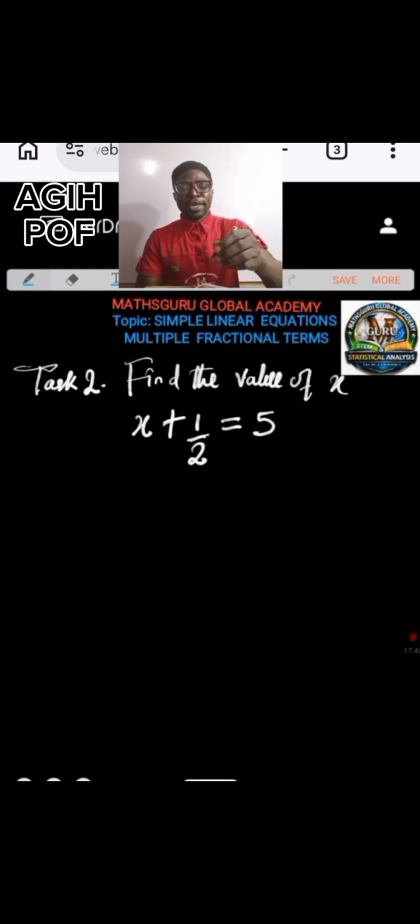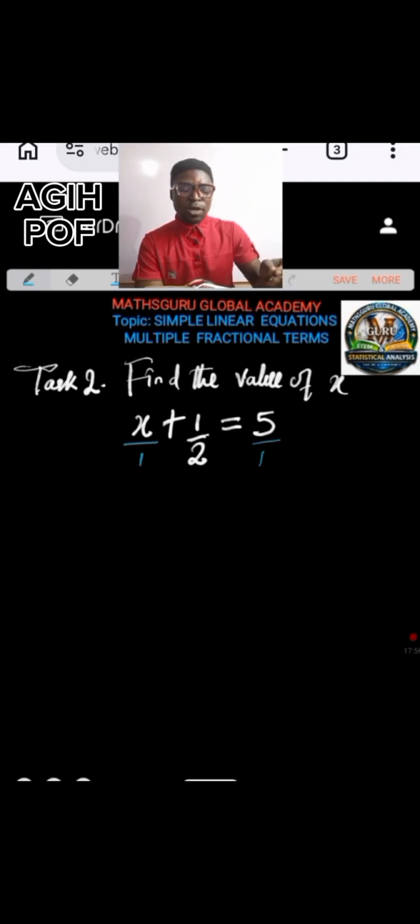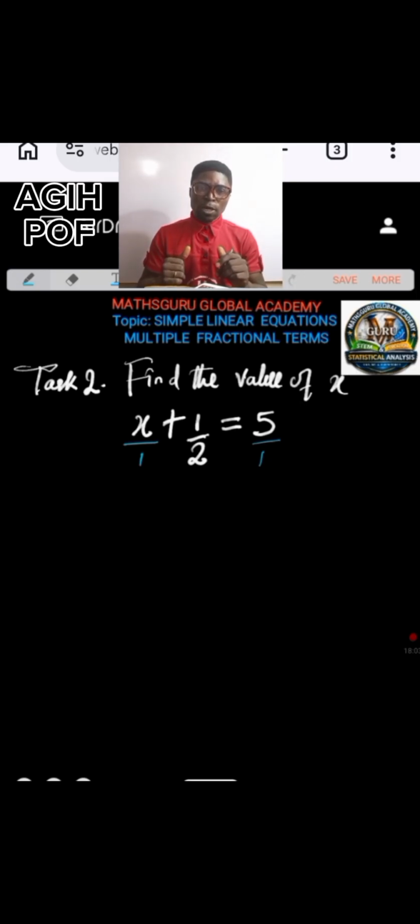So what we're going to do is to use this leading statement: multiply through. The first thing to do is to know that this is a fraction of 1, and this is a fraction of 1. Take note of the denominators of these fractions. What is their LCM? You see the denominators being 1, 2, and 1. In this case, the LCM is 2 because 2 can be divided by all the denominators without a remainder.